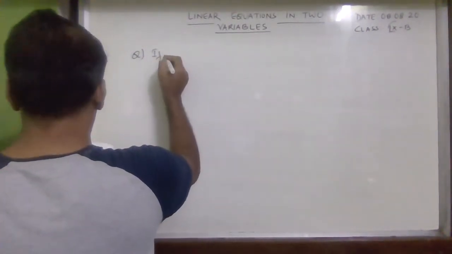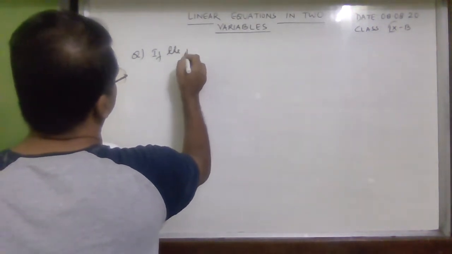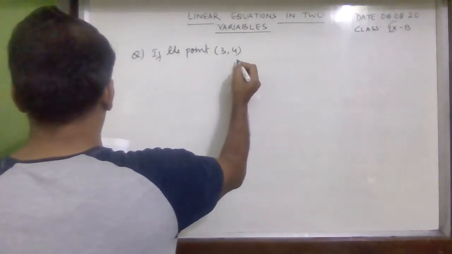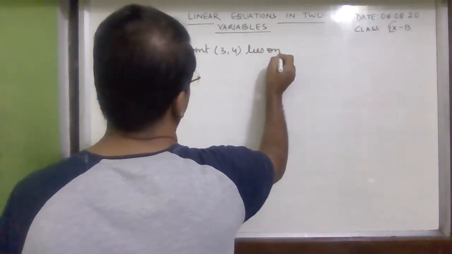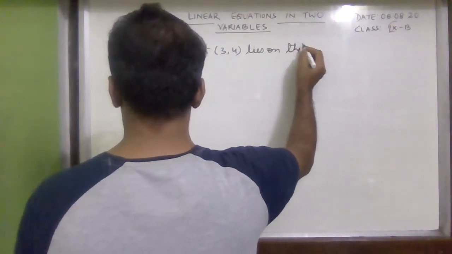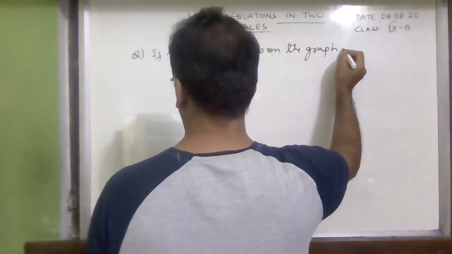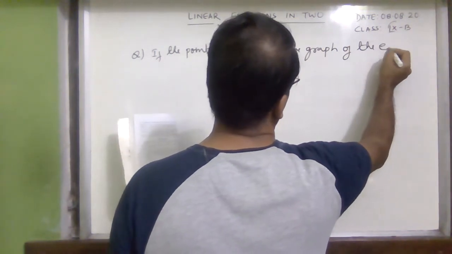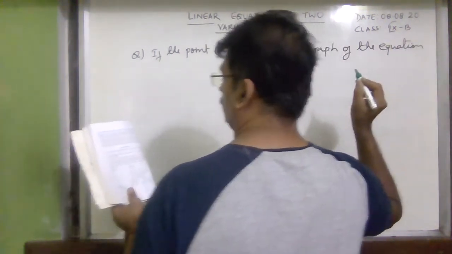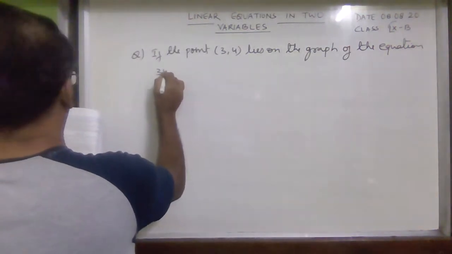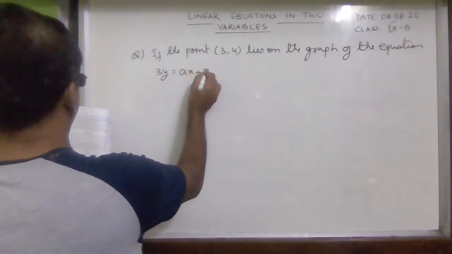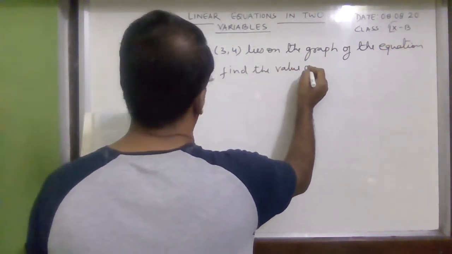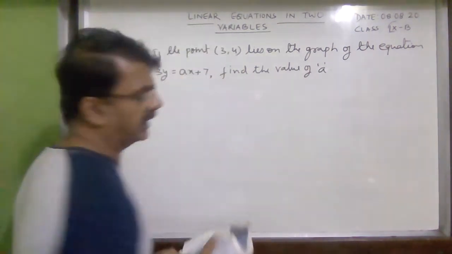Now, first of all, today's first question. If the point (3, 4) lies on the graph of the equation 3y = ax + 7, then find the value of a.